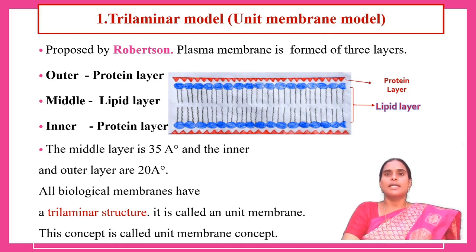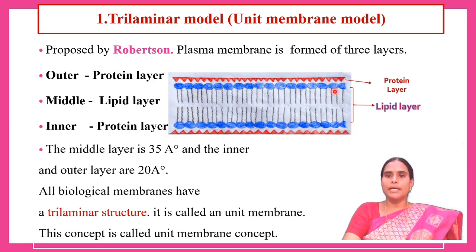The first one is the trilaminar model. It is also called the unit membrane model. It is also called the greater membrane model because it is present in all living organisms. This was proposed by D. Robertson. It consists of three layers: the outer protein layer, middle lipid layer, and inner protein layer. The outer protein layer is 20 angstroms in thickness, and the inner protein layer is also 20 angstroms.